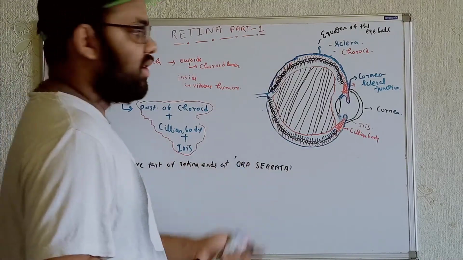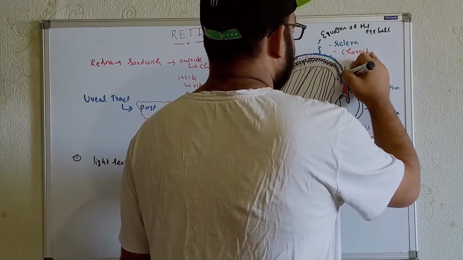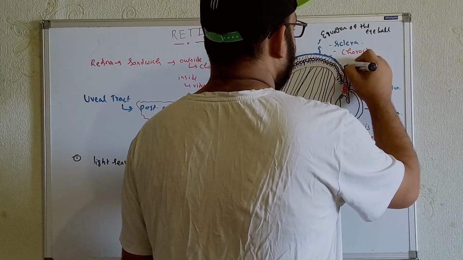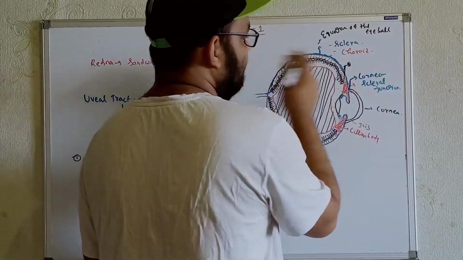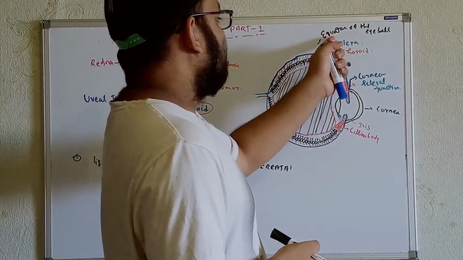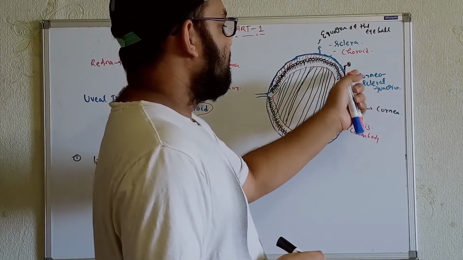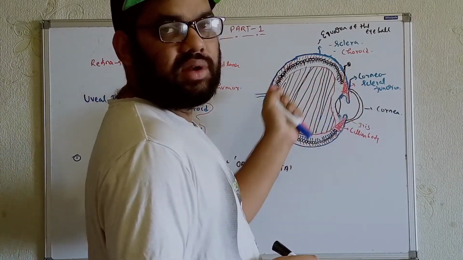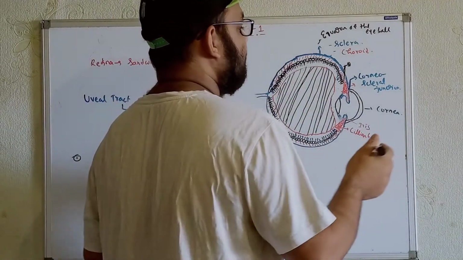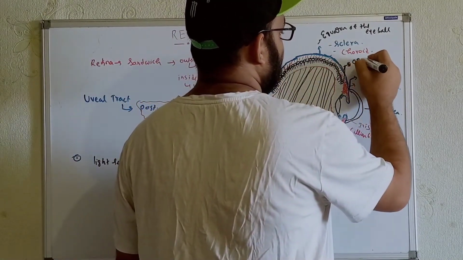Now see, if I show over here in these positions, in the mid, in between the equatorial line of the eyeball wall and the corneoscleral junction, we will get a structure known as ora serrata, where we will get the terminations of the light sensitive part of the retina. Okay, so this is the ora serrata.